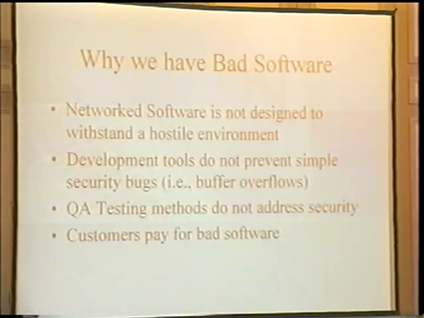Another reason is because the development tools that we have have not evolved to the point where they prevent you from making ridiculously stupid errors like buffer overflows using strcopy. That's also changing. If you look at Microsoft, they're starting to change the way the compiler works to prevent you from making that mistake. New language technologies, obviously not C, but newer language technologies, are designed to prevent you from making these silly kinds of mistakes. Another reason is that QA testing doesn't have a methodology that addresses security problems. And I'll talk more about that.